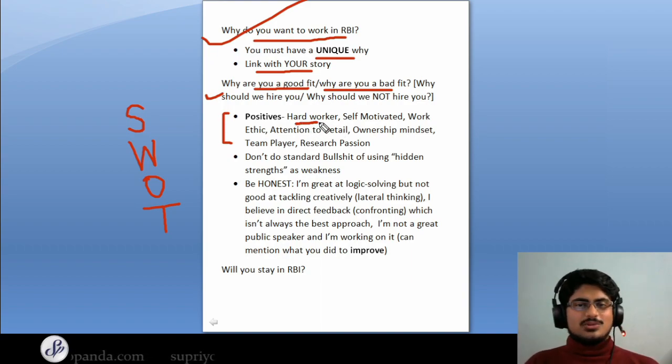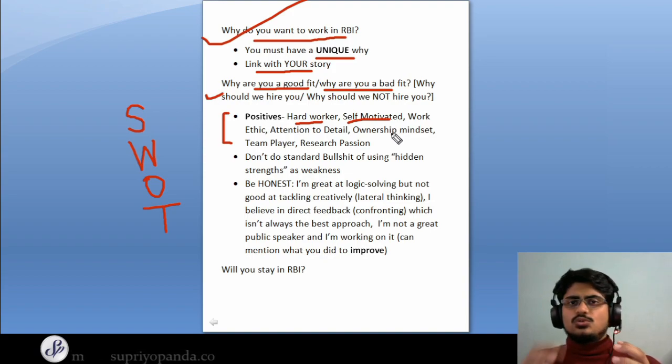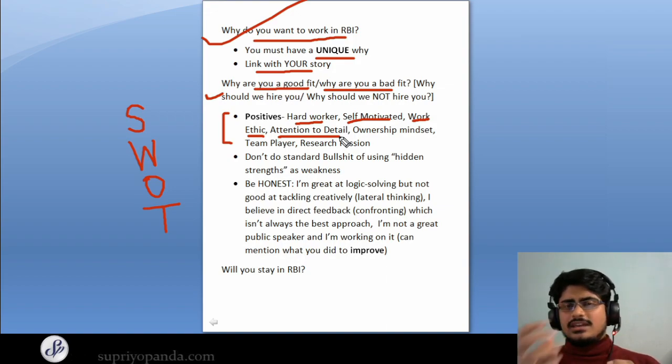So you can say that you are a hard worker. You can say that you are self-motivated, that whatever motivations you have, you do not need to acquire it from HR, or you do not need to acquire it from your teammates or your colleagues. You have that motivation from yourself, and you are self-motivated to perform well at RBI. The next thing that you can say is that you have a very good work ethic. This is something that many people state. And you can also say that you have attention to detail. So if somebody has quite a high attention to detail, then he will be very good at those tasks which require a lot of thinking and which require a lot of introspection. So this is something that you can definitely speak about if asked about your positives.